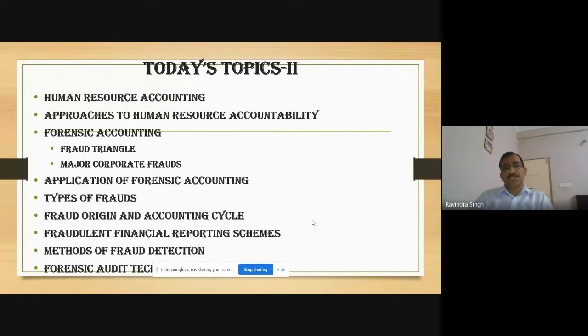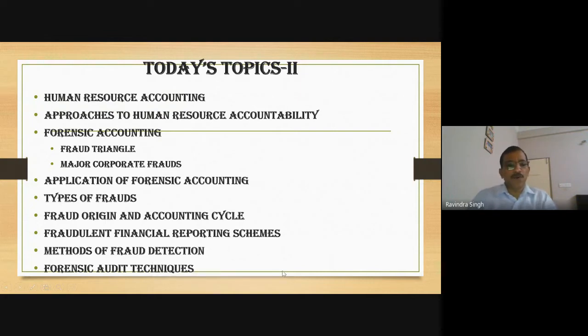Methods of fraud detection, कैसे कैसे हम फ्रॉड को डिटेक्ट कर सकते हैं। हम का मतलब that you, that the manager, that is the management. I think that every organization has its own vigilance department, investigating agencies. They have internal vigilance, everything to control and to detect these things.